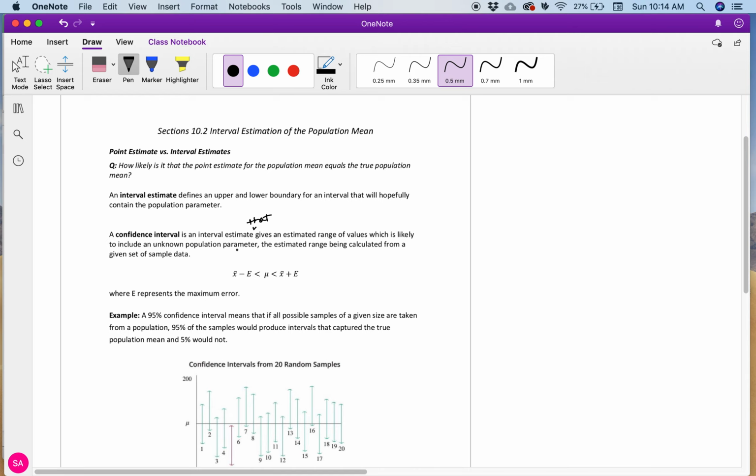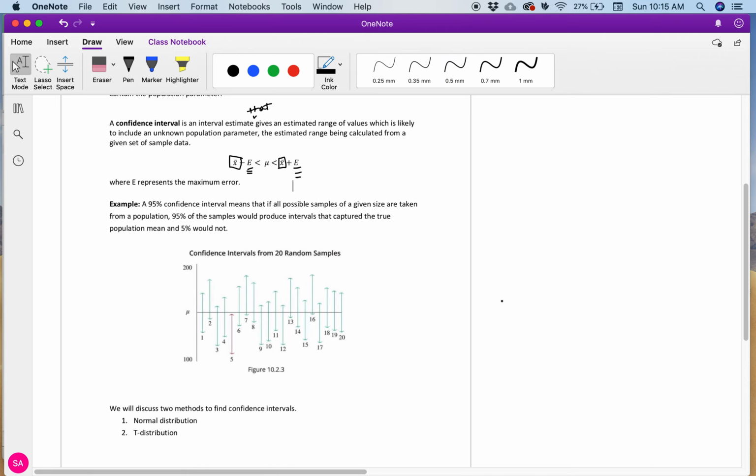To figure that out, we take the sample mean and then we subtract an error. We call this the maximum error, which we do have a formula for. I'll introduce that in a little bit. So we have that sample mean and we subtract an error, and then we go back to that sample mean and we add that error, and we'll have some interval that is more likely to contain the population parameter compared to a single point estimate.